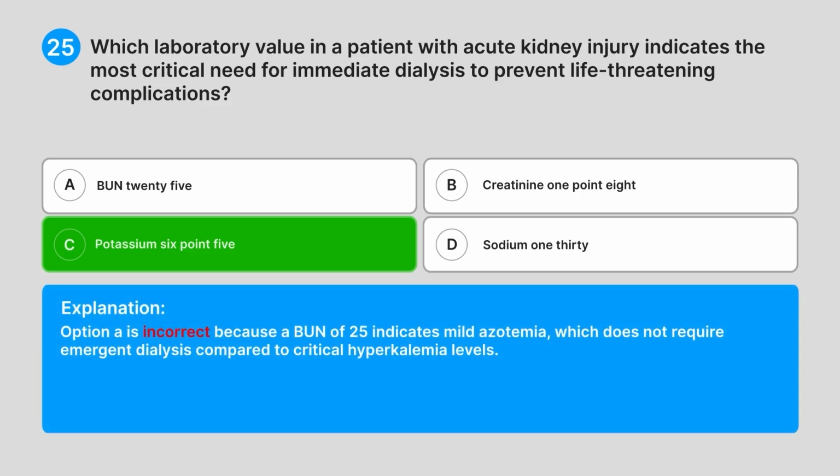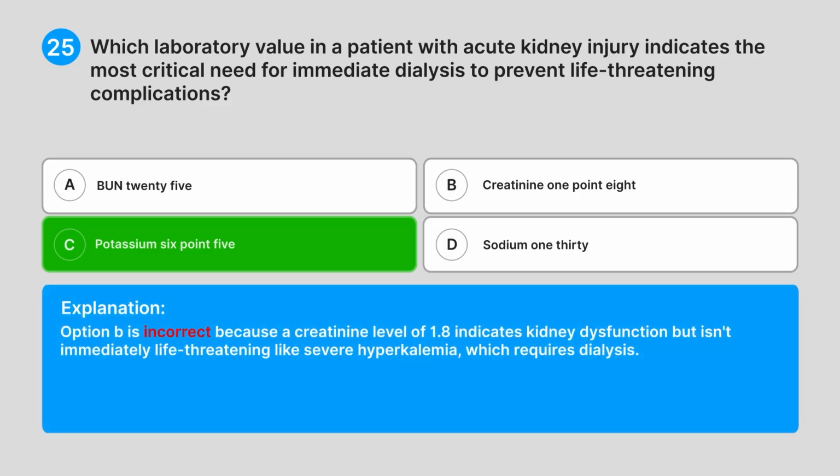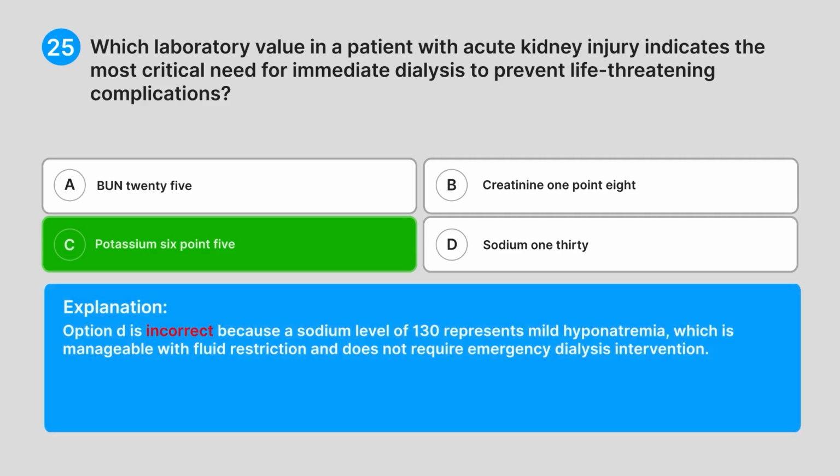Option A is incorrect because a BUN of 25 indicates mild azotemia, which does not require emergent dialysis compared to critical hyperkalemia levels. Option B is incorrect because a creatinine level of 1.8 indicates kidney dysfunction, but isn't immediately life-threatening like severe hyperkalemia, which requires dialysis. Option D is incorrect because a sodium level of 130 represents mild hyponatremia, which is manageable with fluid restriction and does not require emergency dialysis intervention.